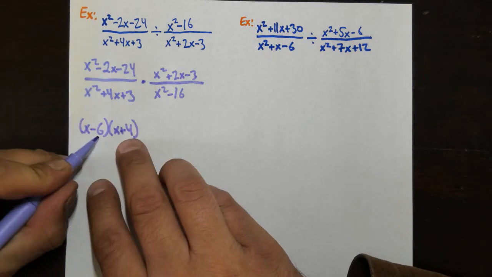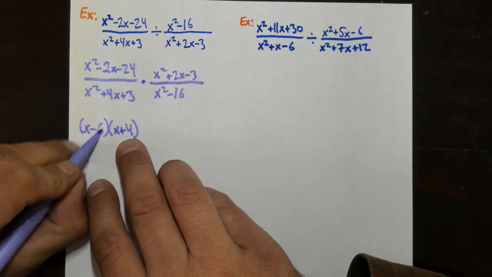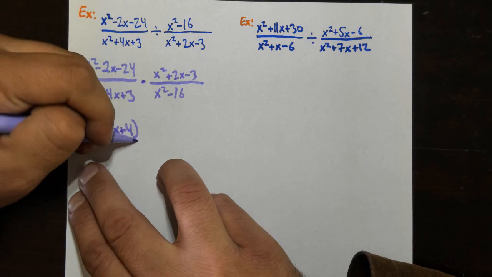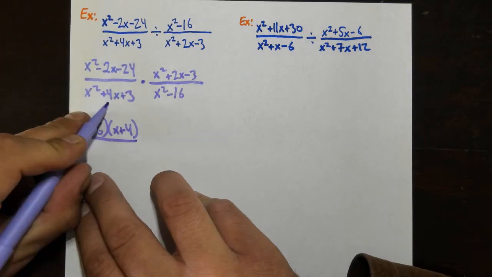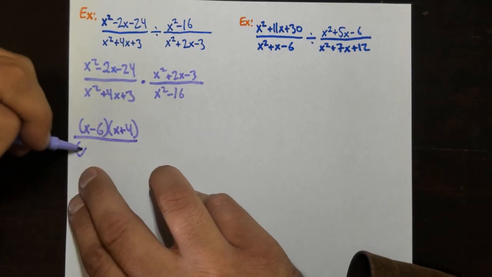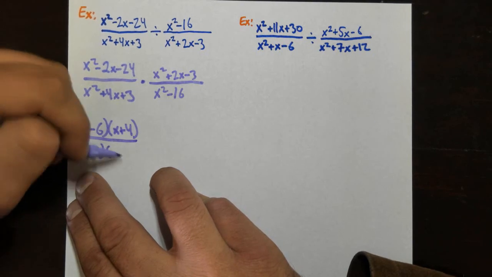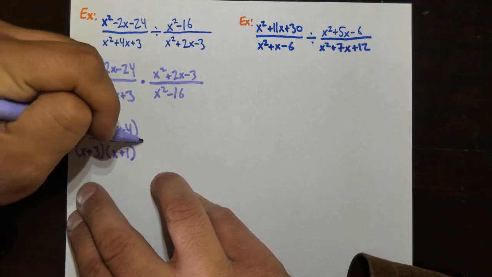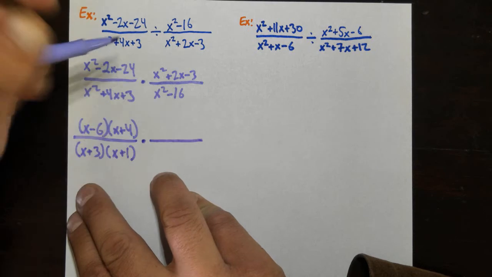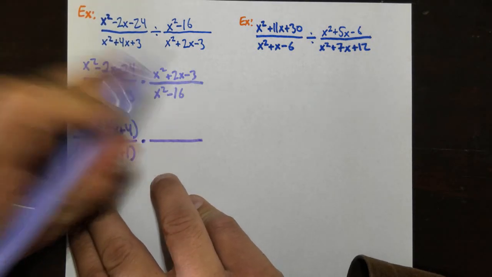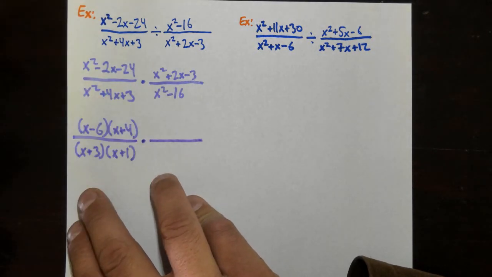You can verify. If we add them together, we get negative 2. If we multiply them together, we get negative 24. And then this one, add to 4, multiply to 3, well, that's just going to be 3 and 1. Times, let's see, adds to 2, multiplies to negative 3, that's going to be 3 and negative 1.